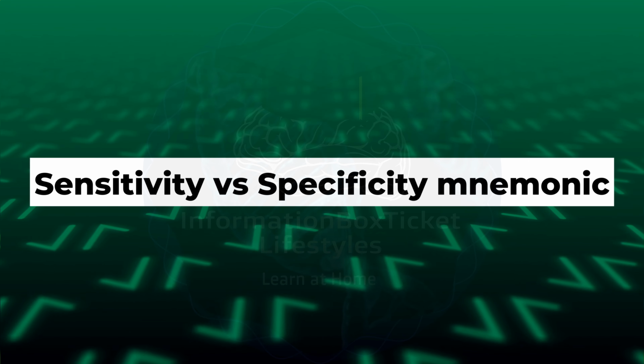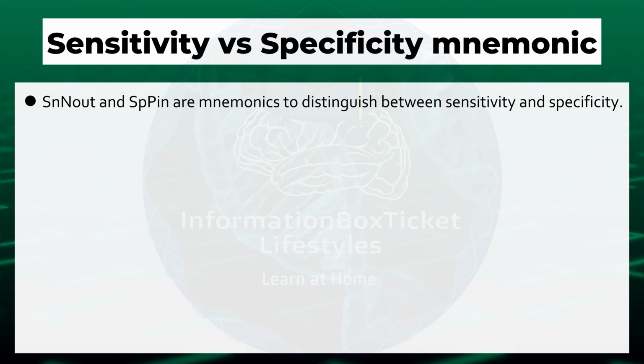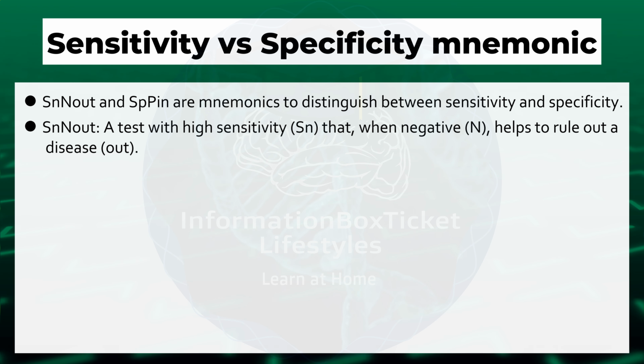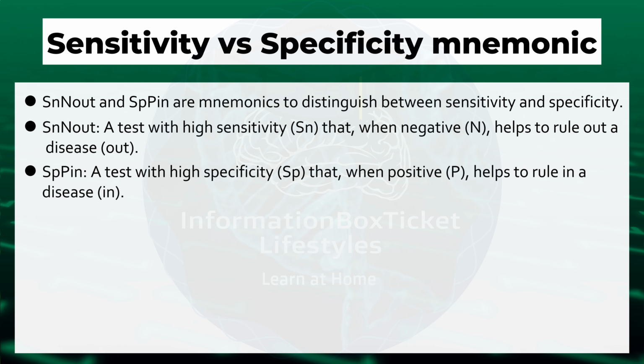Sensitivity versus specificity mnemonic. SnNout and SpPin are mnemonics to distinguish between sensitivity and specificity. SnNout: a test with high sensitivity that, when negative, helps to rule out a disease. SpPin: a test with high specificity that, when positive, helps to rule in a disease.